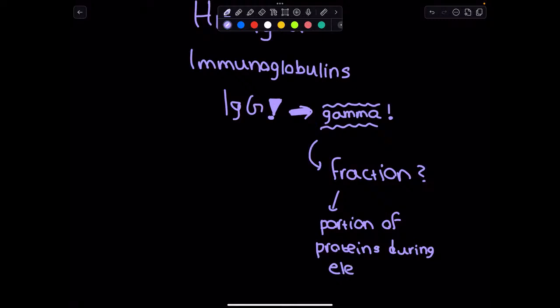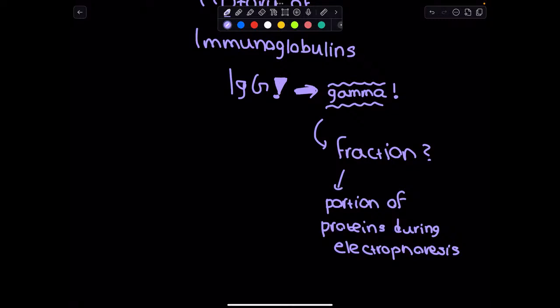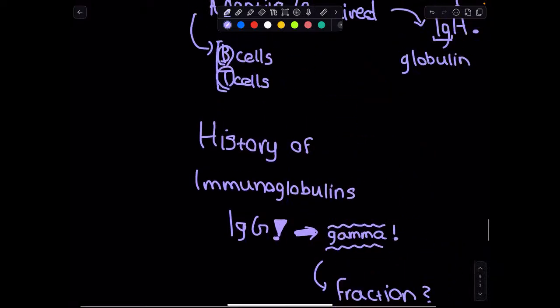A portion of proteins during electrophoresis doing what? Why are they the portion? What's the characteristic they have that makes them a portion instead of the whole? Proteins separate into fractions based on their electric charge and size. The gamma fraction is just one group that migrates together during the process, which is where IgG was found.